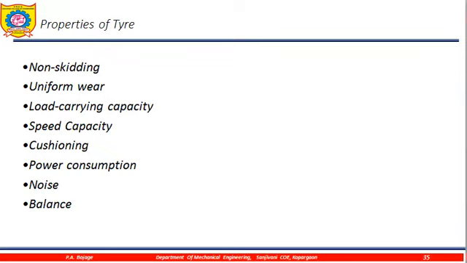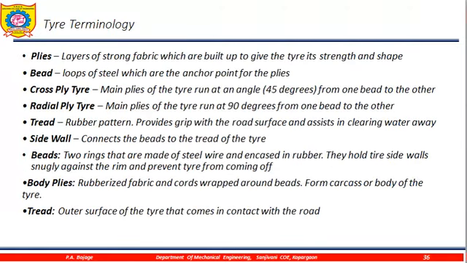So properties of tire, what are the properties of the tire? Non-skidding, uniform wear, load carrying capacity, speed capacity, cushioning, power consumption, noise and balance. So these are the main characteristics or properties of a tire. Let us go through the tire terminology in detail.